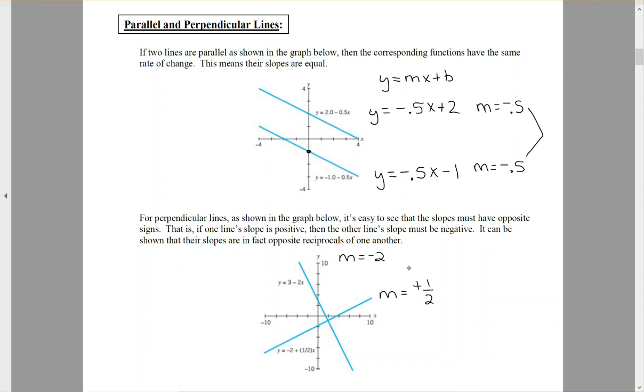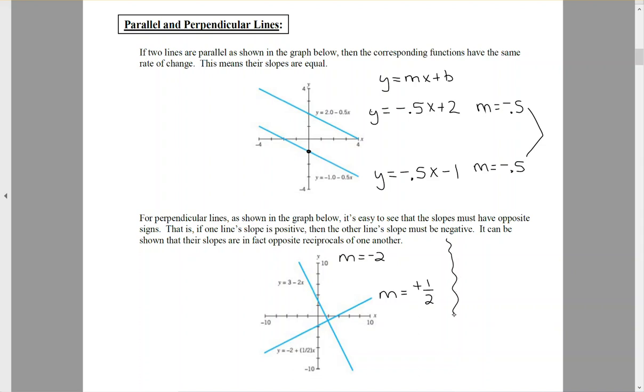Now, we need to take the opposite reciprocal of the original slope in order for the two lines to be perpendicular. So if our slope is negative 2, it's going to be a positive, and then take the reciprocal or the flip of 2, which is 1/2.